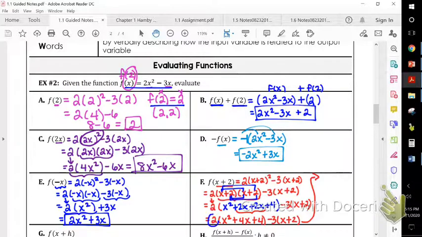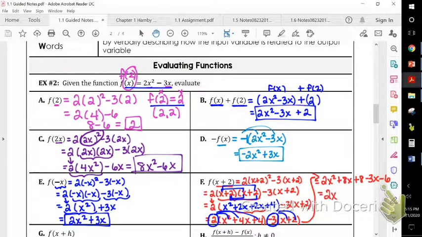So I'm going to take this 2 and I'm going to multiply it times all 3 of these. And I'm going to take that negative 3 and multiply it times both of those. So when I do that, let's see, we get 2x squared plus 8x plus 8 minus 3x minus 6. And then we're just going to combine like terms.